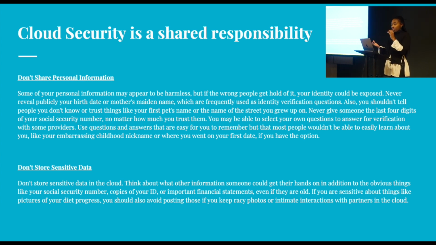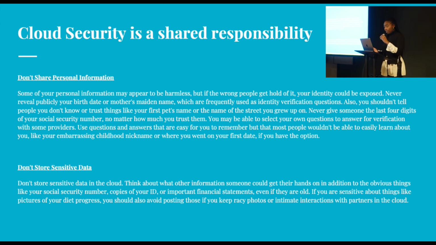I would say cloud security is encouraging a culture where we brush up on our etiquette. So, for instance, personal information could appear to be harmless, but if the wrong person gets a hold of it, things can break loose. So, just ensuring that your identity is never exposed. Making sure that you don't have simple passwords such as your birth date or your mother's maiden name, which can be frequently used. Of course, never give somebody any other personal information about where you live. Don't store too much sensitive data.